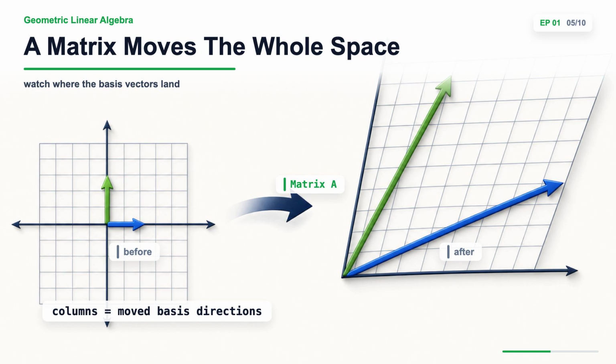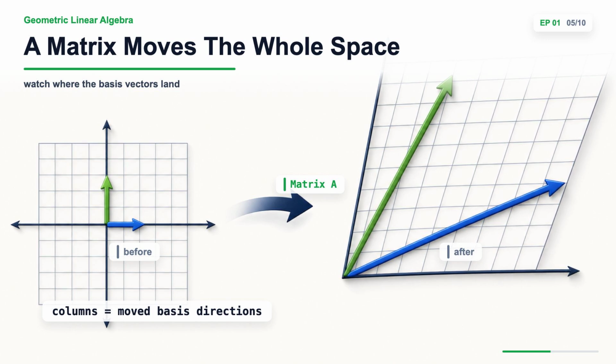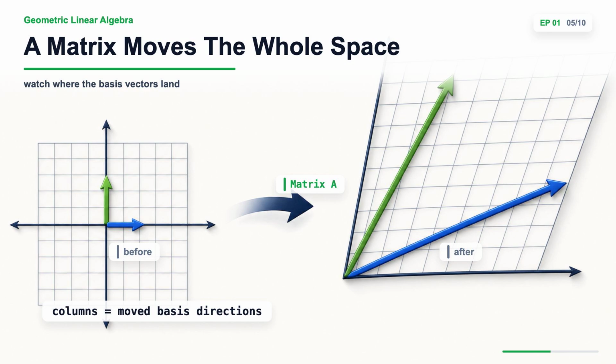Why? Because every vector is a linear combination of the basis vectors, and a linear transformation preserves that structure. So a matrix is not just multiplying numbers. It is moving the coordinate grid in a controlled way.